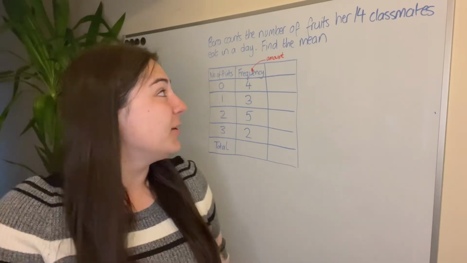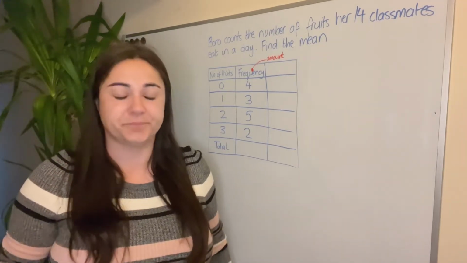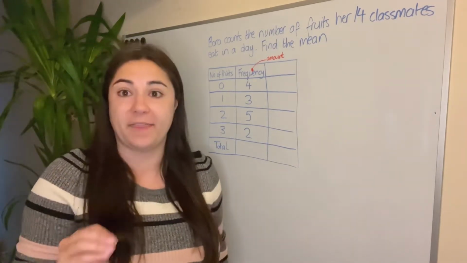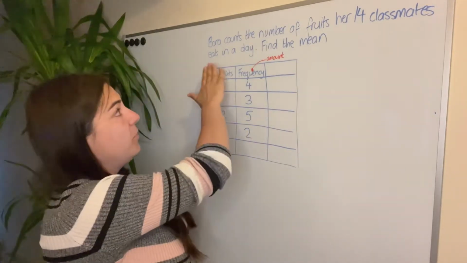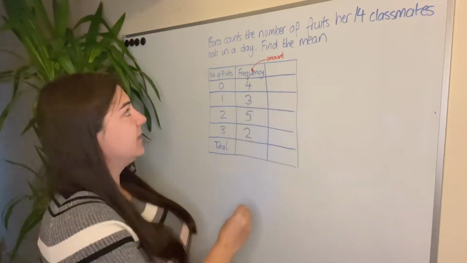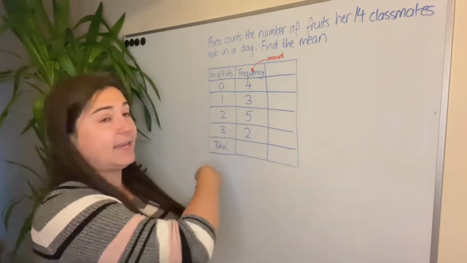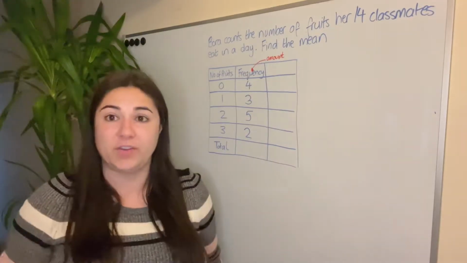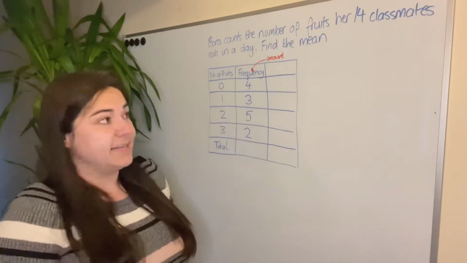Okay, so here we've got an example of a frequency table, and the question is asking me to find the mean. So it's really important to understand the context of the question. I'm being told that Bora counts the number of fruits her 14 classmates eat in a day. So I know the question is about fruits eaten in a day, and I know that she has 14 classmates. I'm being asked to find out the mean.